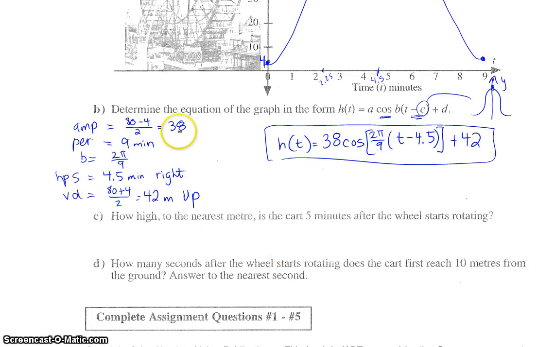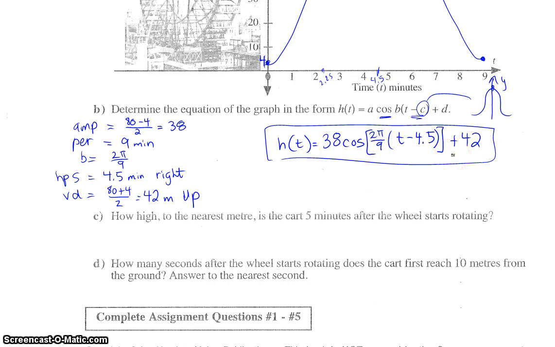Okay, so we found our amplitude, 38, period 9, and then b follows from that, 2 pi divided by the period, so 2 pi over 9. Horizontal phase shift, our peak, we're looking for our peak because it's a cosine graph, was shifted to the right 4.5 minutes. And vertical displacement, our midline was at 42 meters, so up 42. Get our equation, so hopefully you got the same equation that I did.